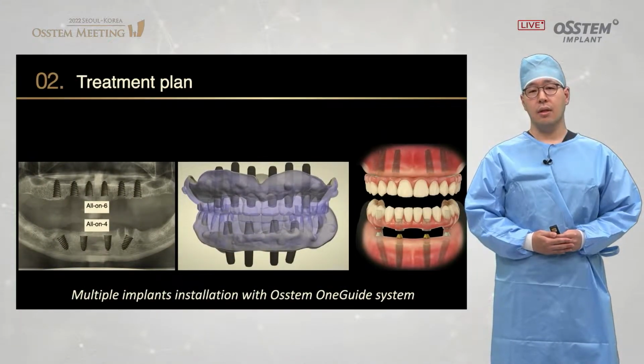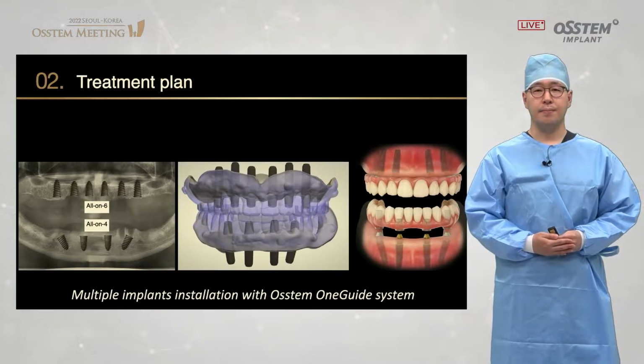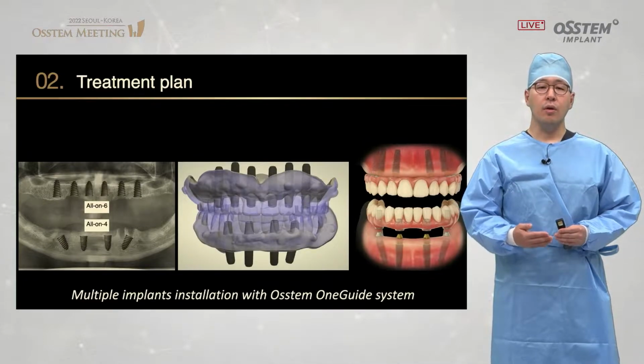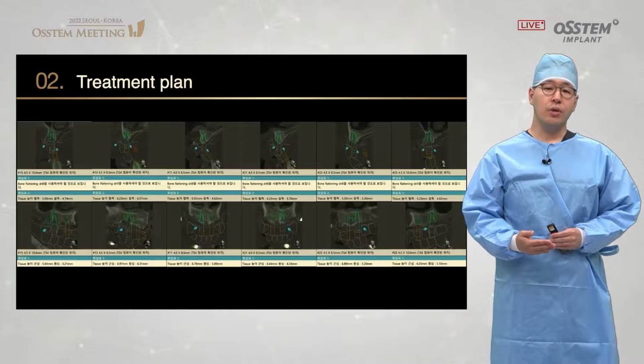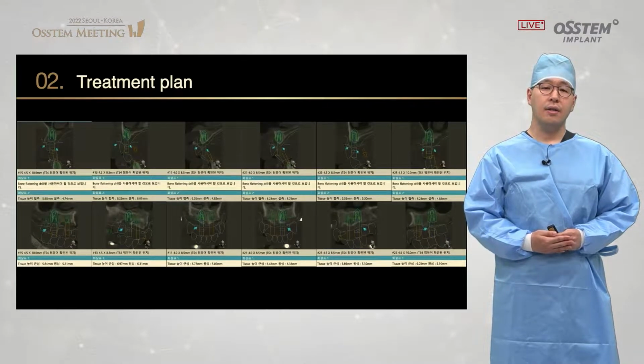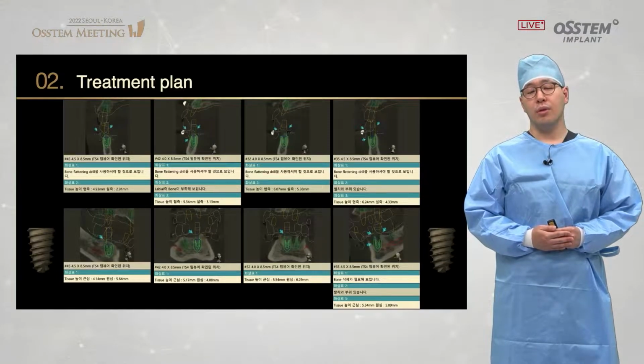So this is the treatment plan for today. On the maxilla, 6 implants in parallel, and in the mandible, 4 implants including 2 tilted implants will be placed. For this, OneGuide design is done. OneGuide reports of maxilla and mandible are cropped and prepared.